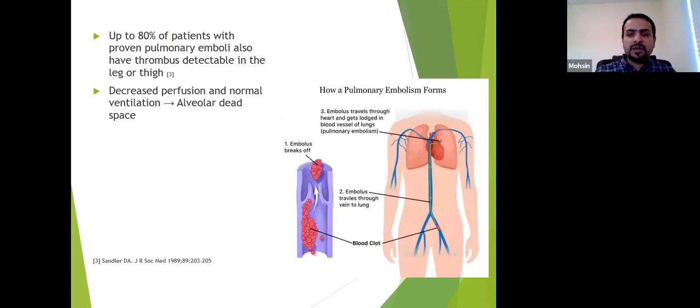And the basic part is due to immobility or whatever cause, the blood flow slows down in the lower limb, a clot forms, breaks off from the lower limb, travels all the way up to the right side of the heart, and then goes into the pulmonary circulation and gets blocked there and blocks the supply to the lungs.